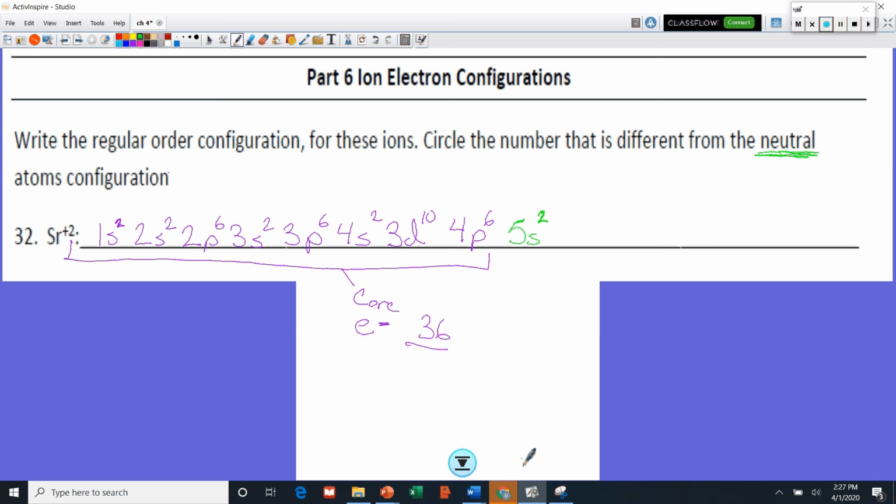Now, right here, we are getting rid of 2 electrons. So this is what we get rid of, and that's the change. This is how it's different. So this, our core electrons, now becomes our ion configuration.